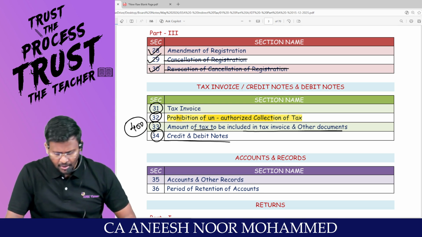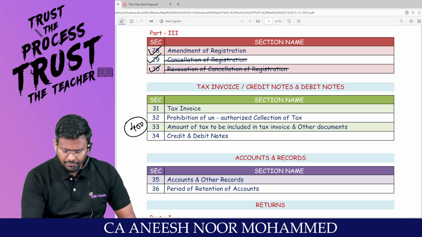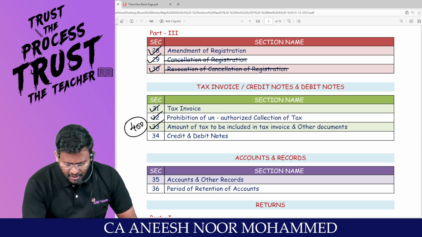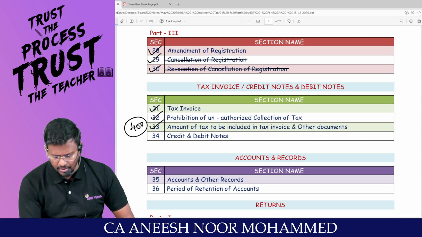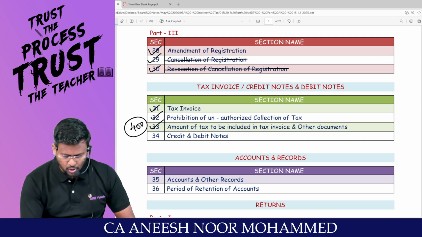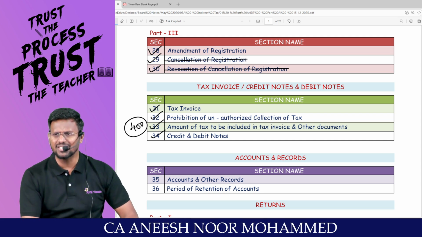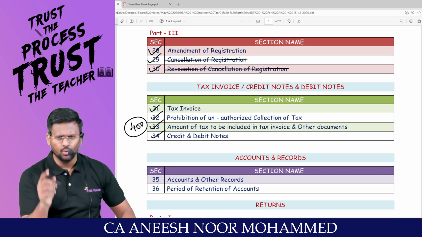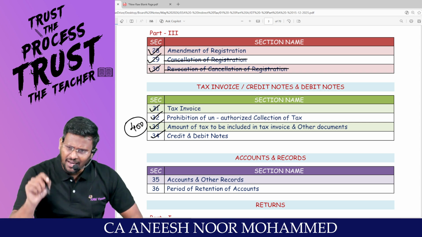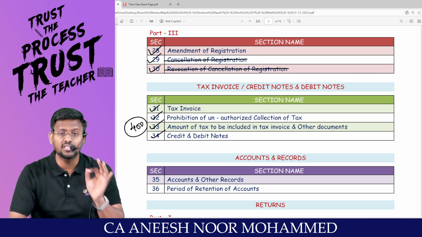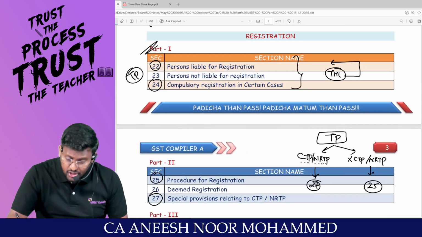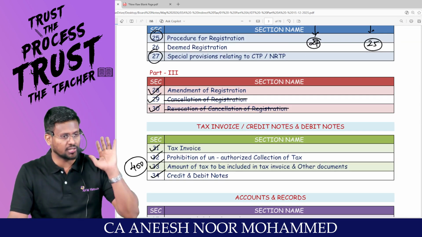So tell me, what is Section 31? Tax invoice. What is Section 32? Prohibition of unauthorized collection of tax. What is Section 33? Amount of tax to be included in the tax invoice. What is Section 34? Debit note and credit note. You tell me, can everyone raise a tax invoice, or only a registered person? Only a registered person. That's why after registration we are talking about the tax invoice. That is the logic. Are you all really with me?